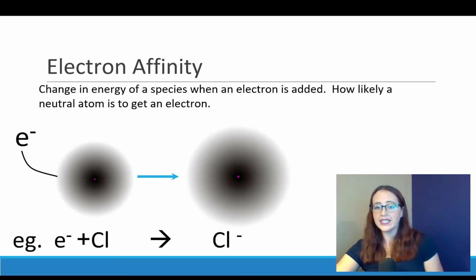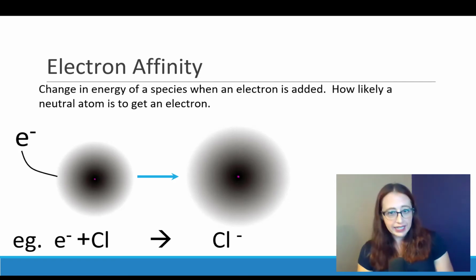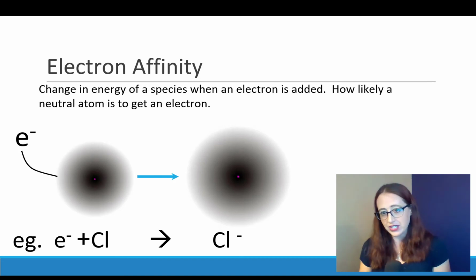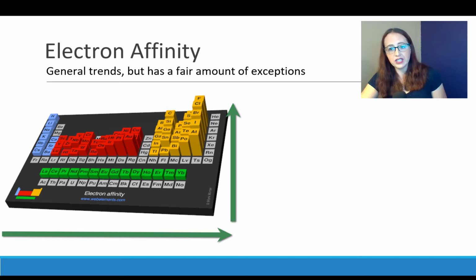Electron affinity is an energy measure of how likely an atom is to get an electron. This turns a neutral atom into a negative ion. Notice, like ionization energy, this changes the electron configuration of the species, and therefore we have to account for electron configurations when discussing the trends. The general trend for electron affinity is that it increases as you go up the periodic table and to the right. The underlying cause of this is the same as our other trends.